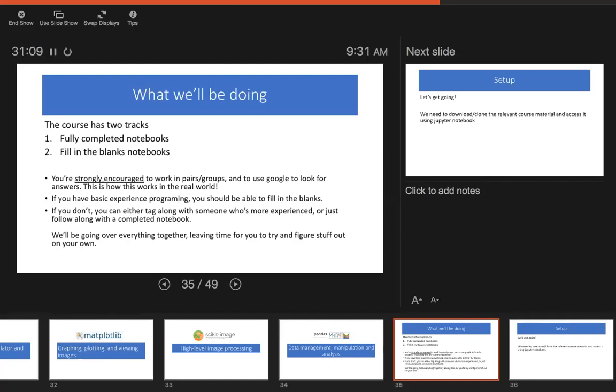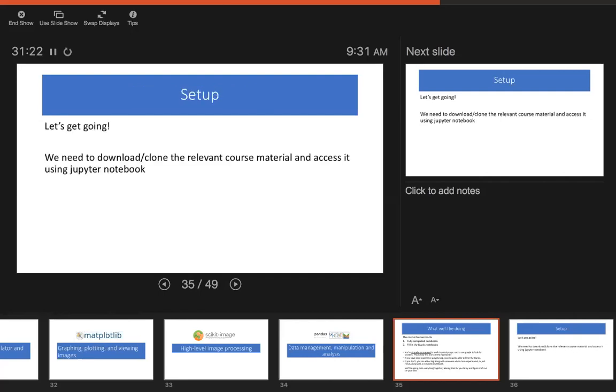And at the end of every one of these blocks, we're going to go over things and do it together on here. Okay, so does this make sense? Okay, let's get going.